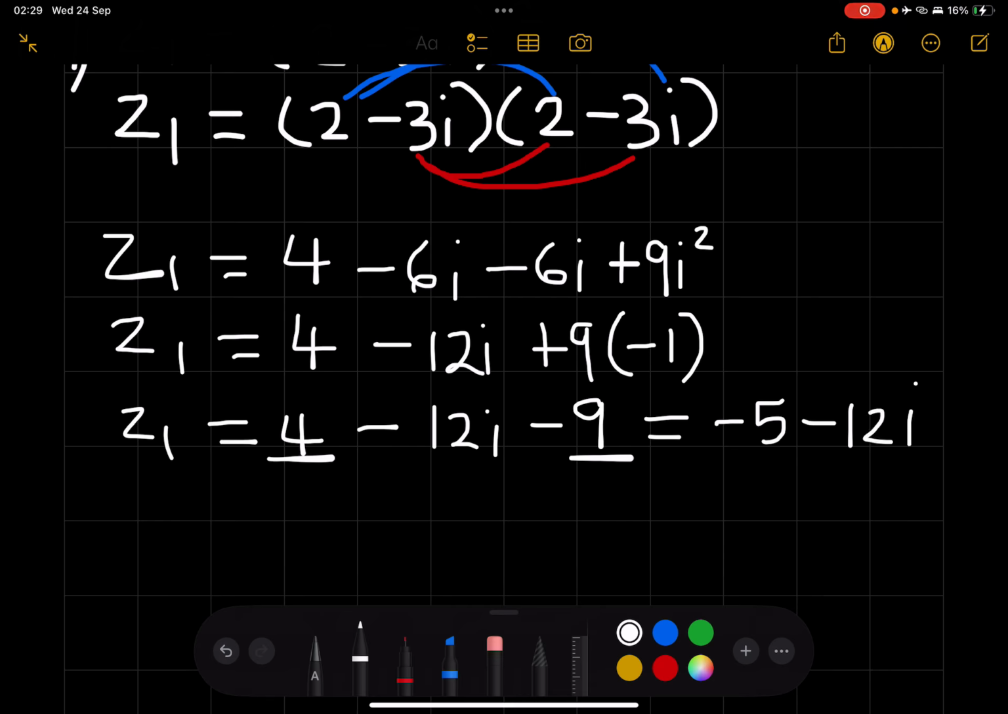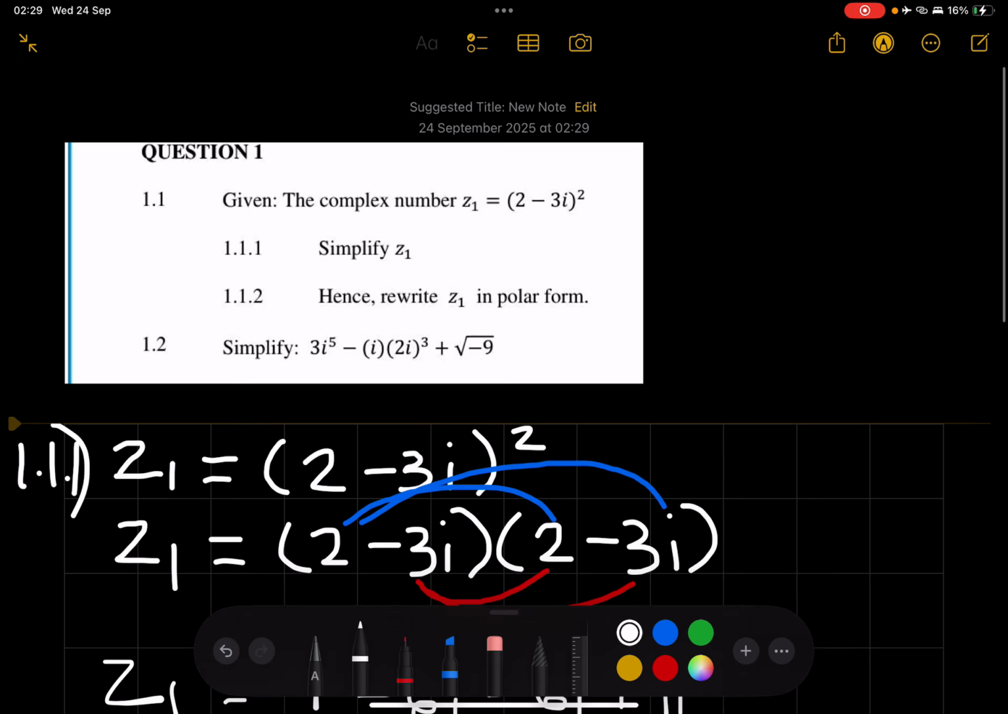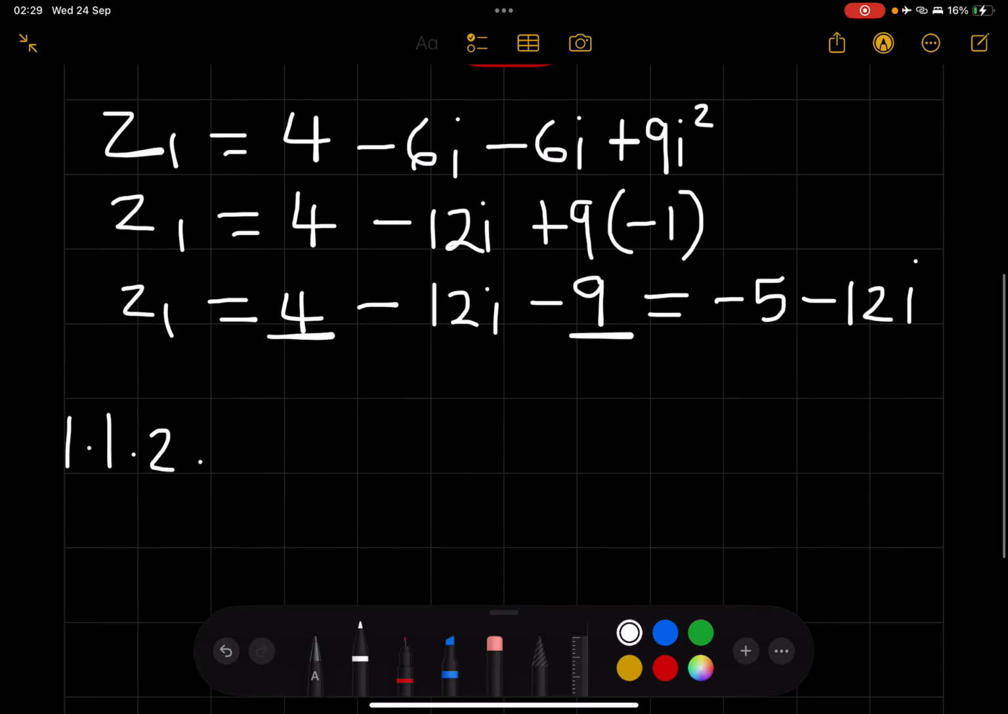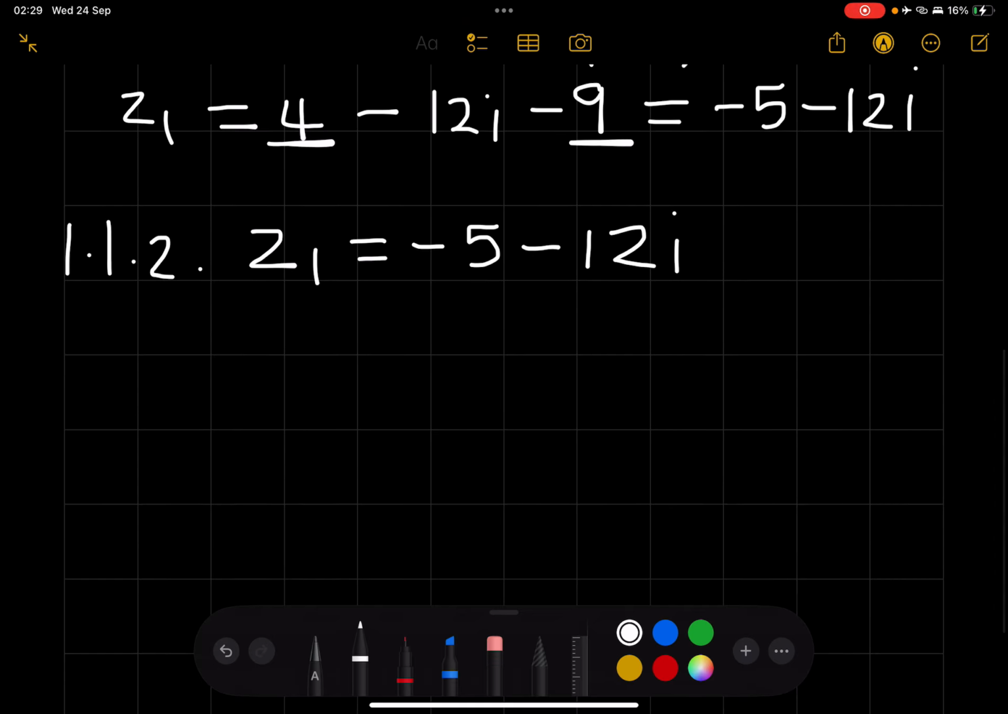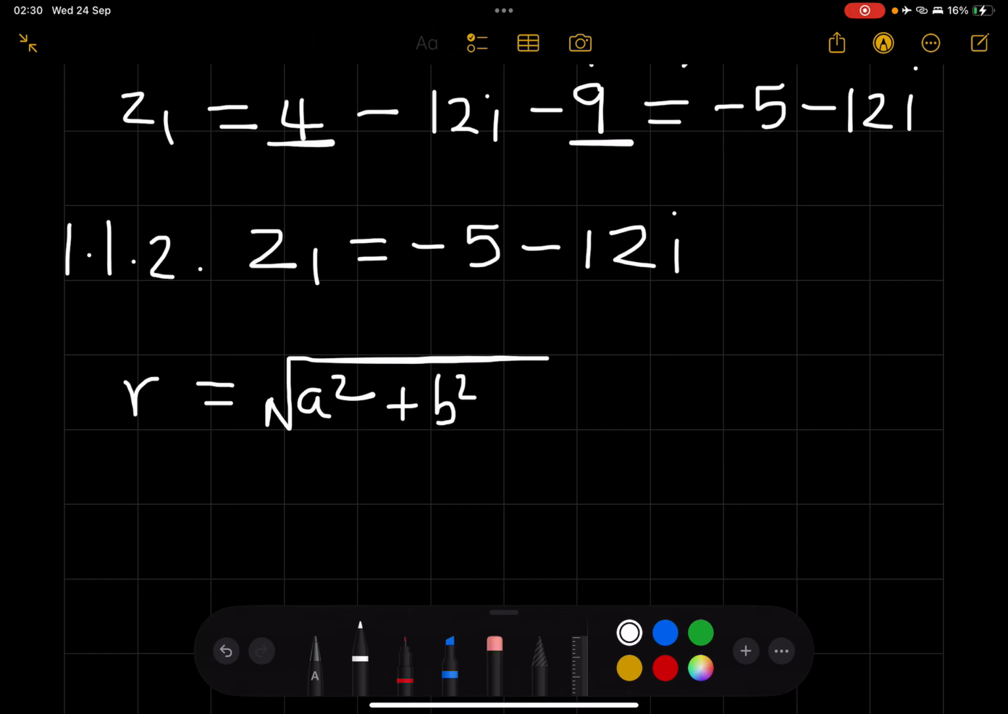Now the next question is 1.1.2, and they want us to write Z1 in polar form. So now we want to rewrite Z1 in polar form. So remember, Z1 was minus 5 minus 12i. So in polar form, step 1, we firstly have to find the modulus. And the modulus is given by R equals the square root of A squared plus B squared. And this is given on your formula sheet.